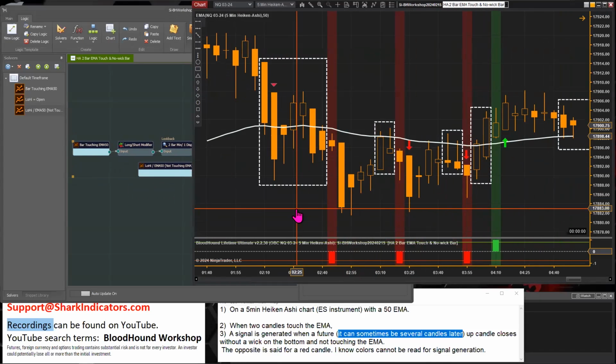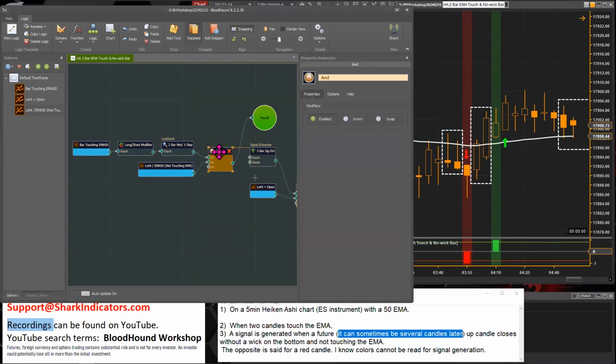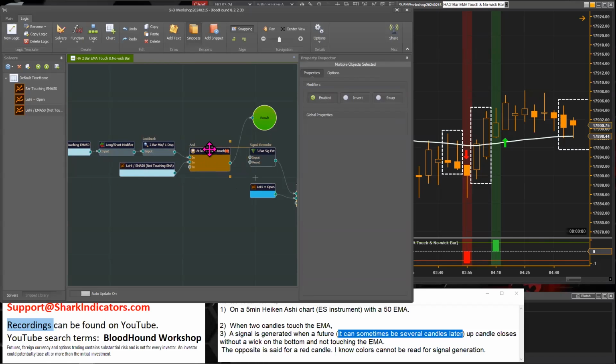All right, let's just double check this again. There we go. So all these bars are touching, and there's no signal on the bars touching. But this again, this is identifying when the bars are touching, that we have at least 2 bars touching. So we can name this AND node here.